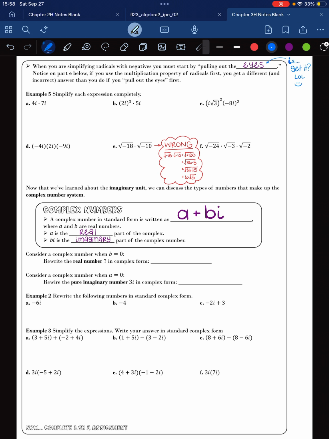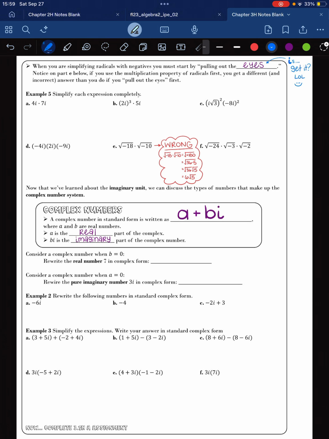Alrighty, so when we are simplifying radicals in long expressions with chains of radicals, what's really important is you absolutely must start by pulling out the i's. That's just a phrase that I use. It sounds like I'm pulling out eyeballs, so that's why I spelled it that way. But you're really just pulling out your imaginary unit, i's. And I showed you an example of why that is so important and why that matters.